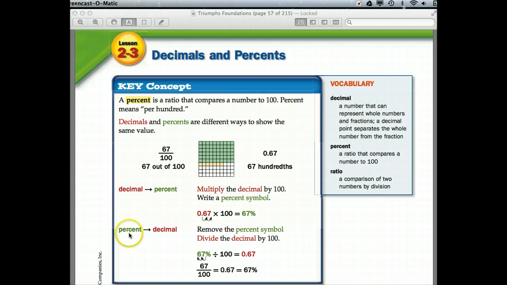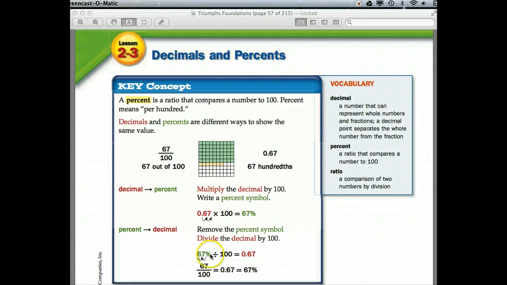By the same token, we have percent to decimal. So we remove the percent symbol and we're going to divide by 100. And that means you're going to move the decimal place 2 places to the left. Whenever you divide something, don't you start out with less than what you started with? So the quotient is going to be smaller than our original percent.